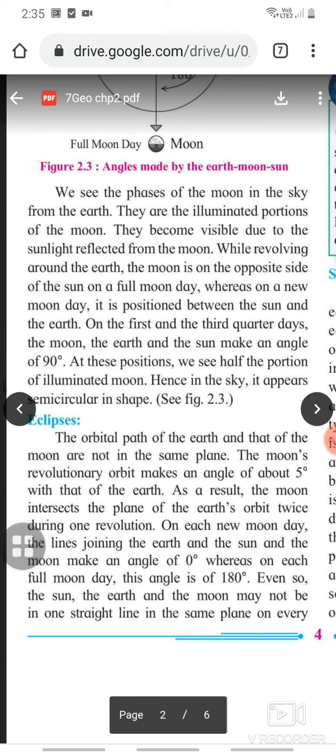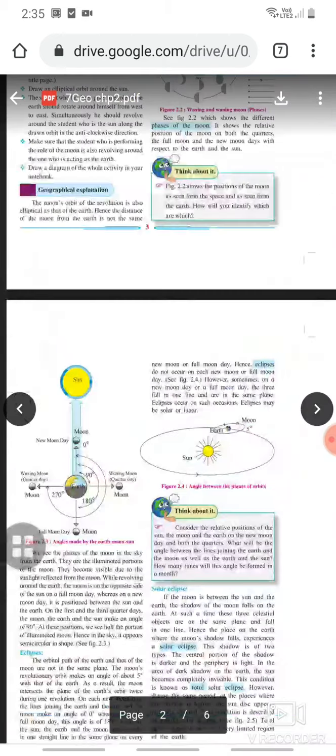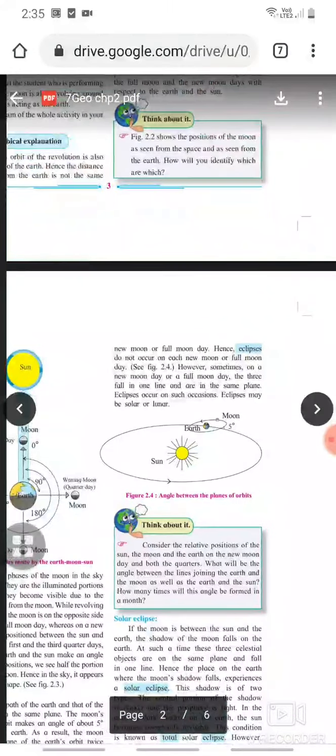On each new moon day, the lines joining the Earth and the Sun and the moon make an angle of 0 degrees, whereas on each full moon day, this angle is a complete 180 degrees. Even so, the Sun, the Earth and the moon may not be in one straight line and the same plane on every new moon or full moon day. Hence, eclipses do not occur on each new moon or full moon day.